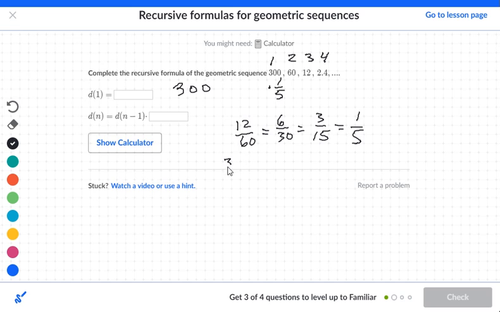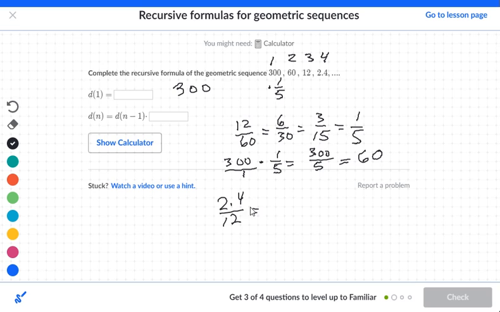Well, let's see if that works with the 300. If I take 300 times this 1/5, do I get 60? Well, I get 300 over 5, and notice 5 does go into 30 6 times, but there is a 0 there, so that works. That is a 60. So that one works. So now we know that the 12 and the 60 works. What about the 2.4 and the 12?